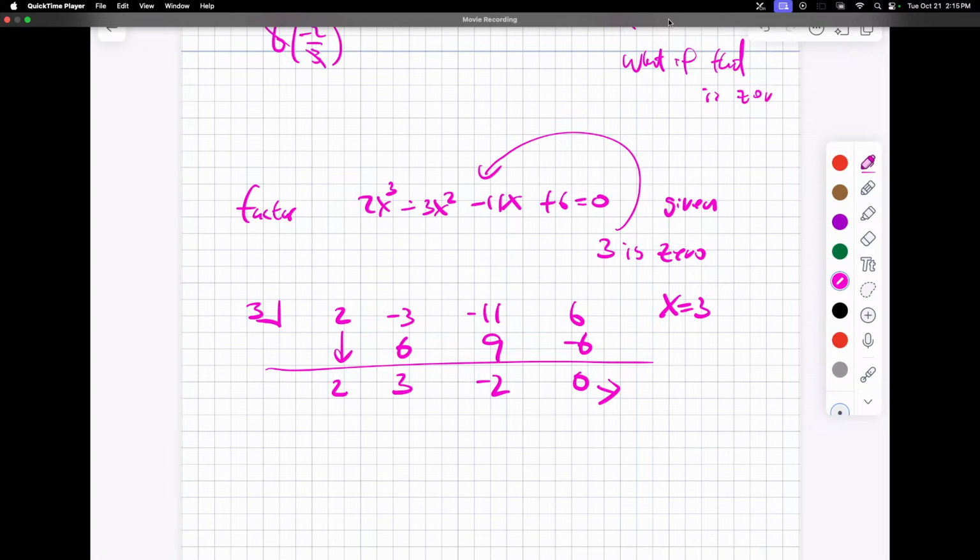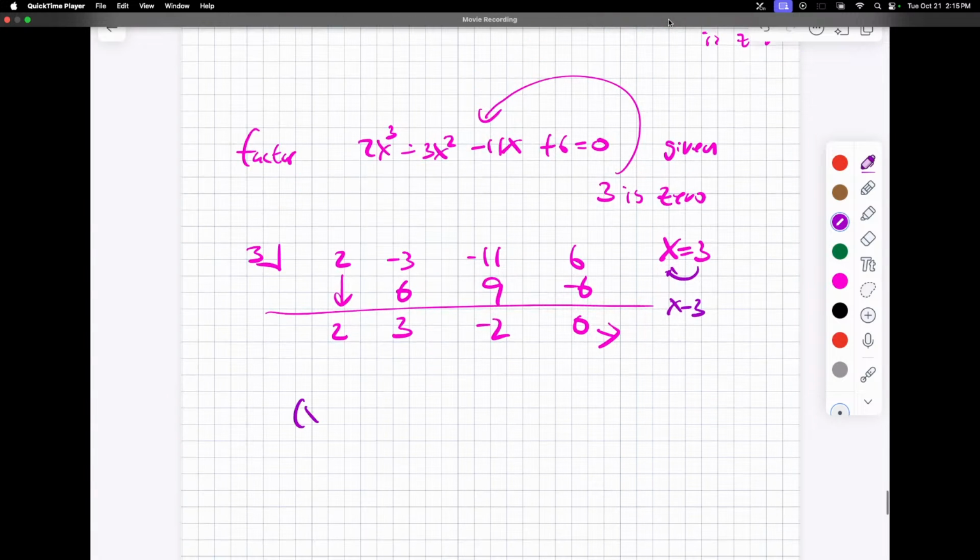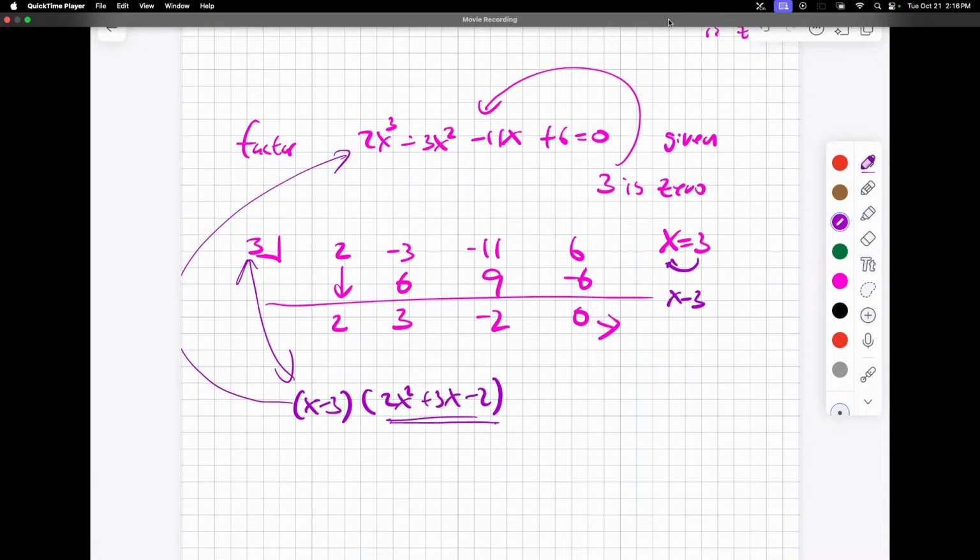Nicholas, come back to me. If x equal to 3 is equal to 0, can I move this to the other side? So x minus 3 is a factor. So can I say it's x minus 3 times 2x squared plus 3x minus 2? Because we told you 3 is a 0, so x minus 3. But this is what the result is. If you multiply those two, it's going to give you this, technically. Because remember, the sign changes.